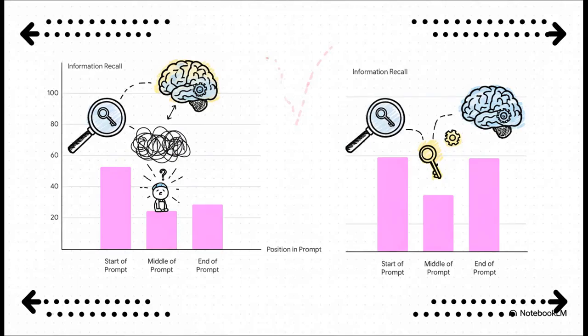But attention isn't perfect. This chart shows a fascinating little flaw that researchers call the "lost in the middle" problem. Just look at this. The AI is great at remembering stuff at the beginning and the end of a long prompt, but its performance dips right in the middle. So here's a pro tip: put your most critical instructions at the very start or the very end of your prompt.